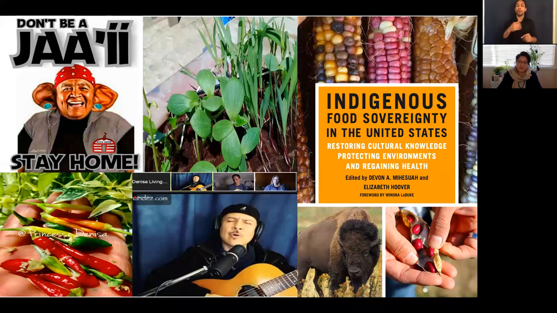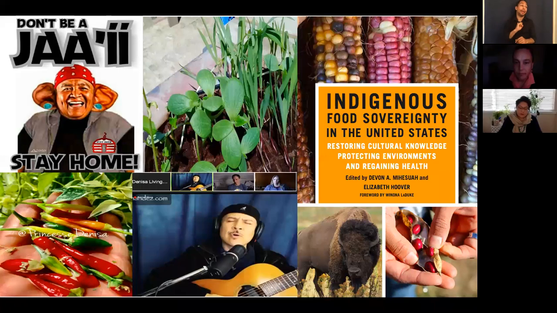Also in October, you can see on the left side, the top picture says, "Don't be a Ja'i, stay home," which basically means please listen, and have those ears to listen. The comedian here, my brother Ernie Sosi, we know that humor is a part of Indigenous culture. Humor is part of our medicine. Back in October, we were already joking about toilet paper before COVID.